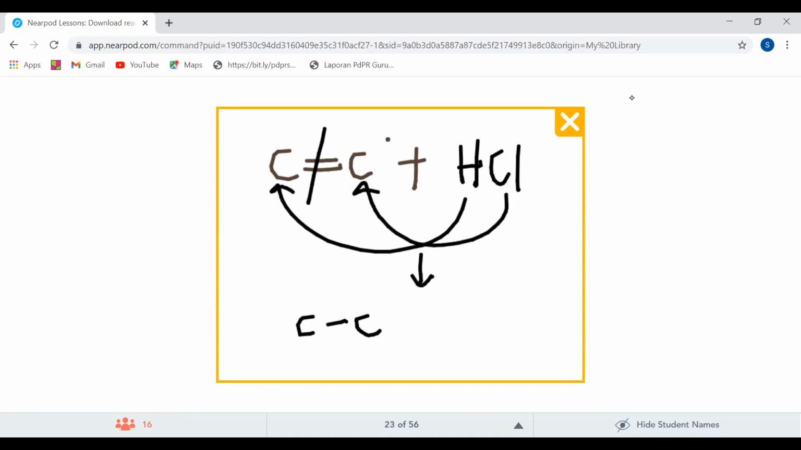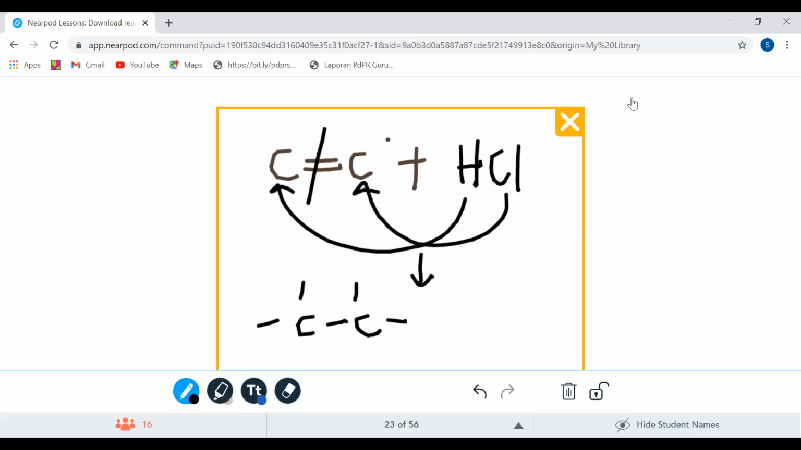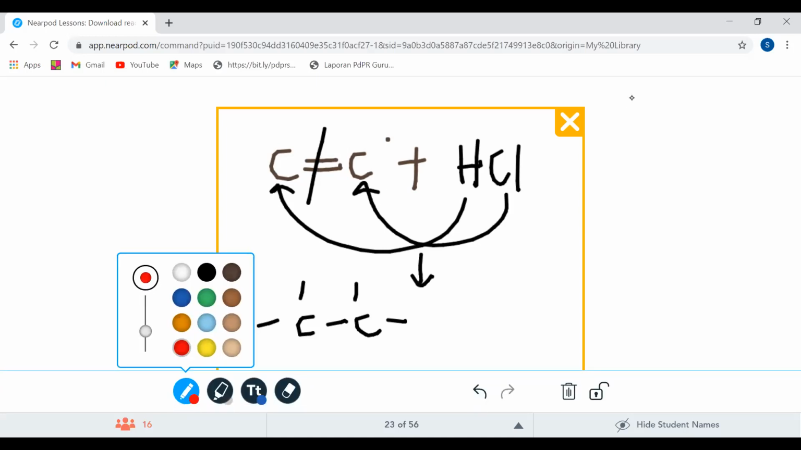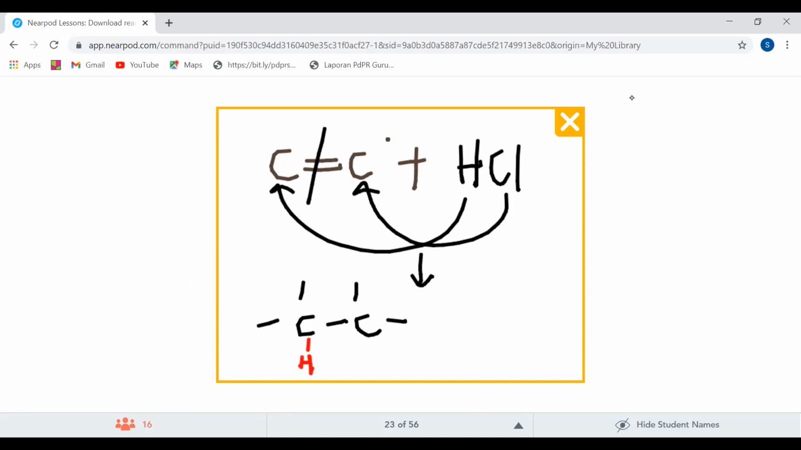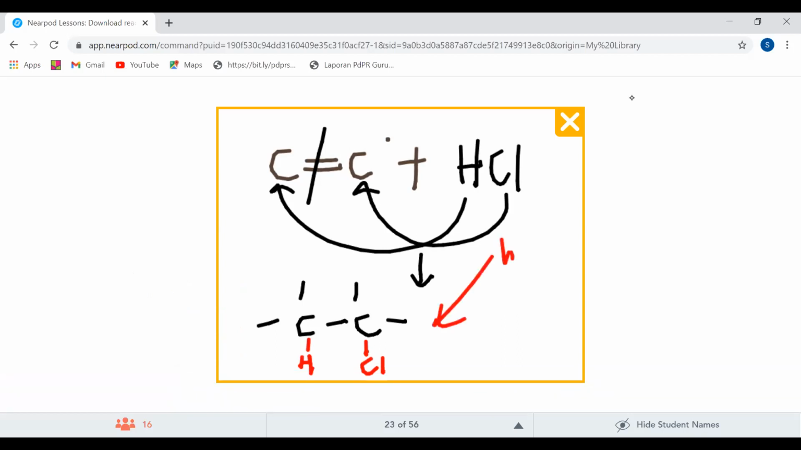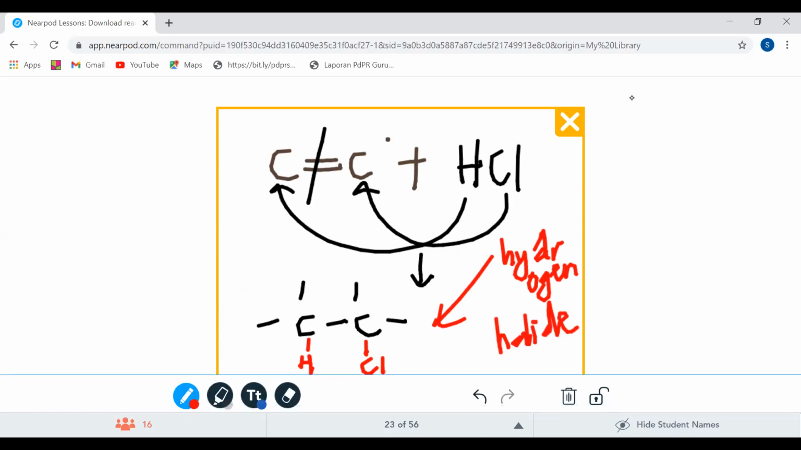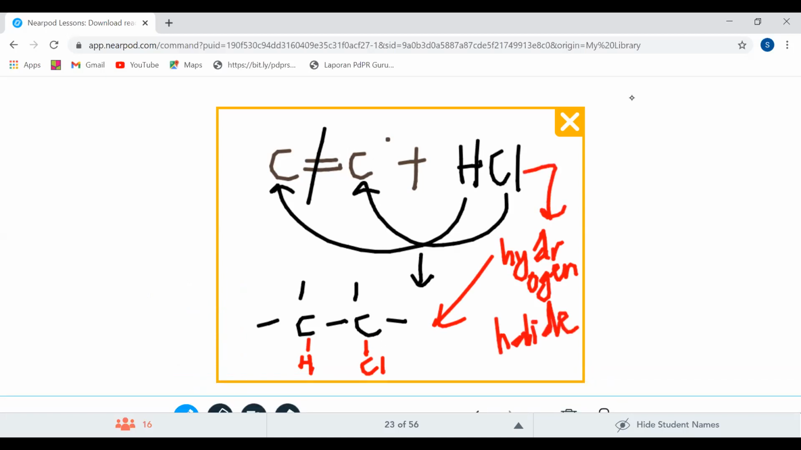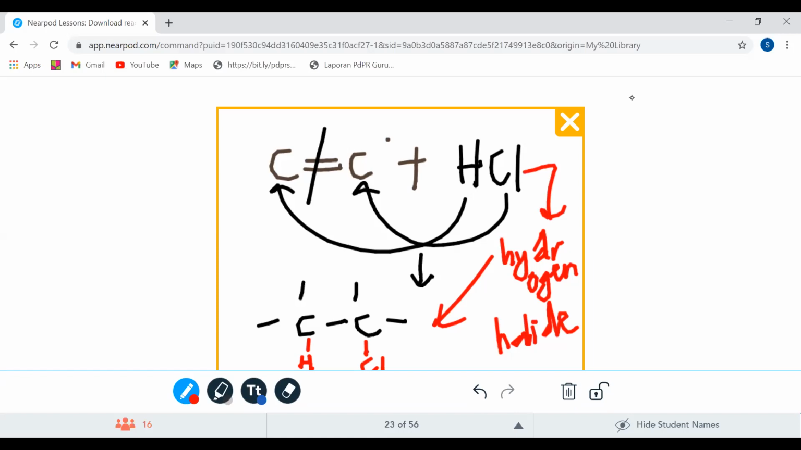Now the rest are all H, teacher thinks you should already know, so I'm not going to waste my time here. Here we'll have H, here we'll have Cl. This one I call the adding of hydrogen halide. This is what I call hydrogen halide. Are we clear? Yes, teacher.